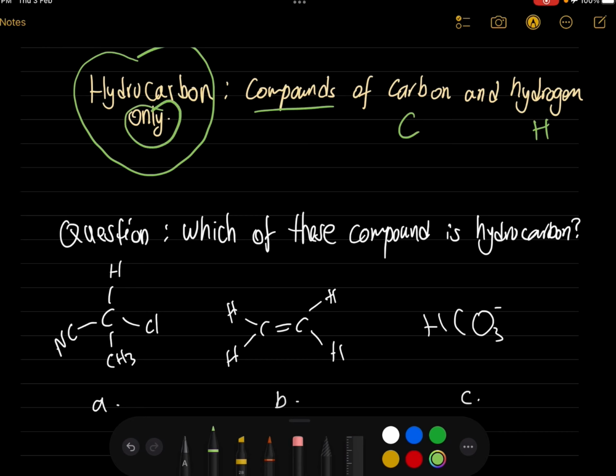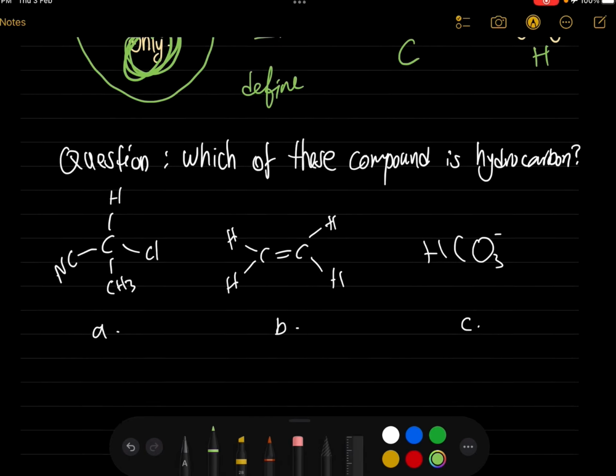This definition came in one of the past papers, and it was like: define the hydrocarbons. Defining the hydrocarbons, you should say it's a compound that is made of carbon and hydrogen only. You have to say only. Okay, we have another thing to understand here.